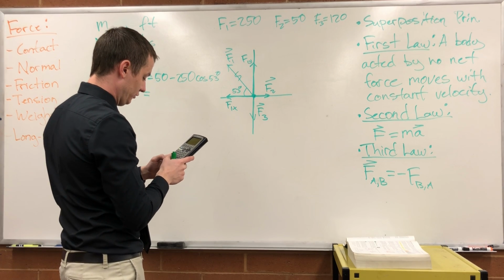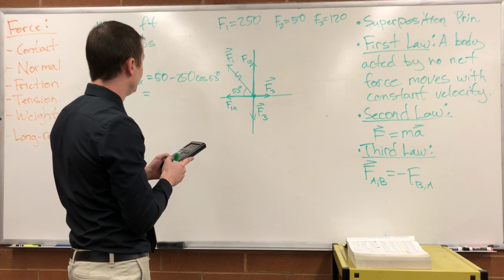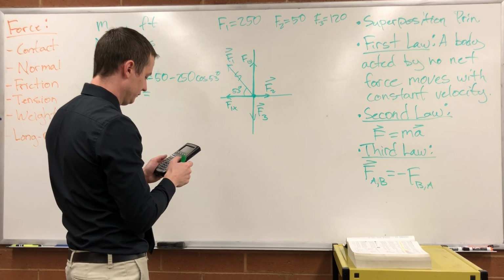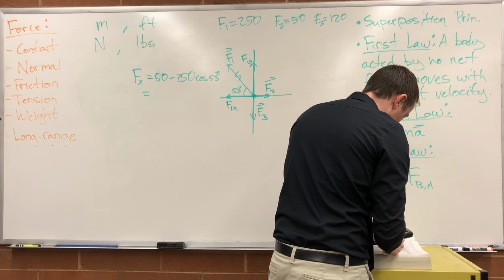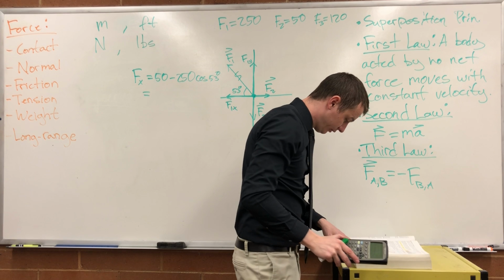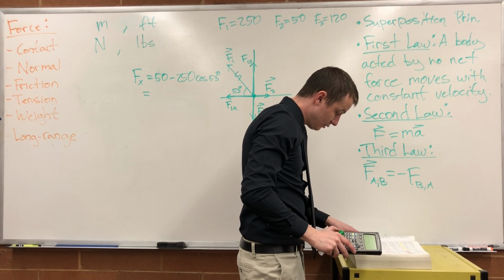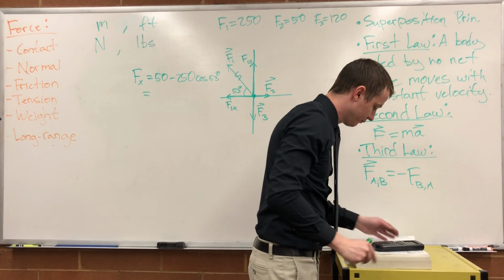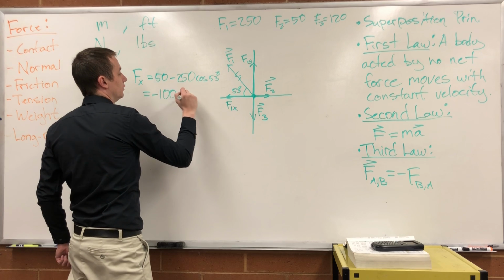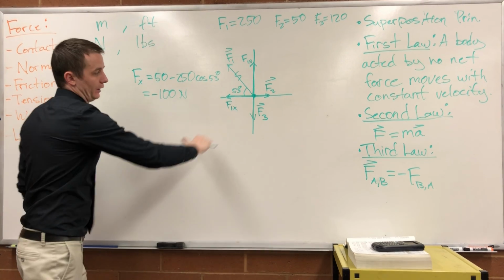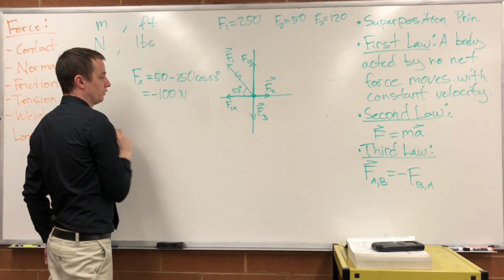So let's see, we have 250 cosine of 53 degrees. And so, let's see how many significant figures I have here. I think they're assuming 2 significant figures. Anyway, this comes out to 100. So this comes out to minus 100 newtons. So Fx, in the x direction, has a net force this way of 100 newtons, right?